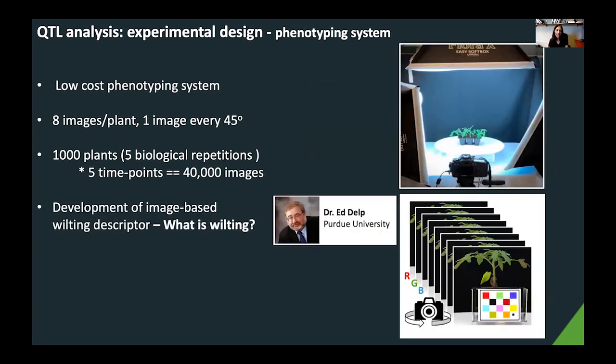Okay, so the next thing, we needed some help. We needed to collaborate. And so we went to some engineers on campus who are image analysis experts, and we've been collaborating with Dr. Ed Delb's group over in the College of Engineering. And we've been working with them to think about what is wilting? How do you categorize it? How do you characterize wilting from these images?